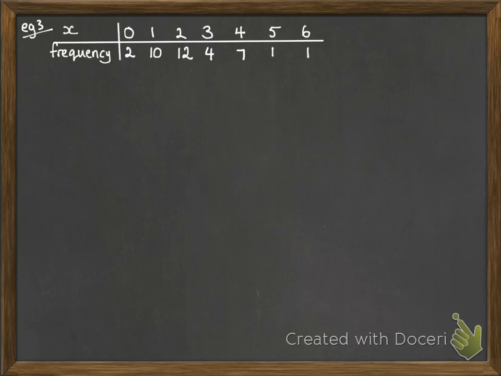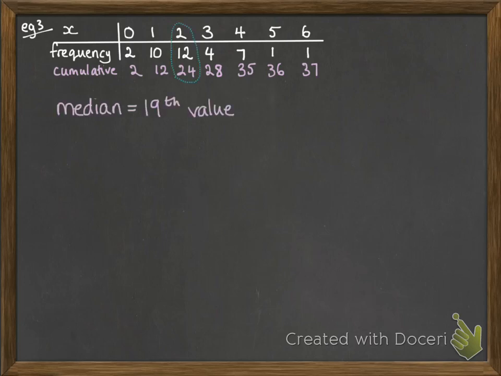Now I know these can be a bit tricky to get your head around, so we're going to do another example similar to that. So we have our data summarized in this table. So again, we need to work out the cumulative frequency so we can see where these are in order. So that's like saying we've got 2 zeros followed by 10 ones, followed by 12 twos, followed by 4 threes, and so on, if we'd written those out in a line.